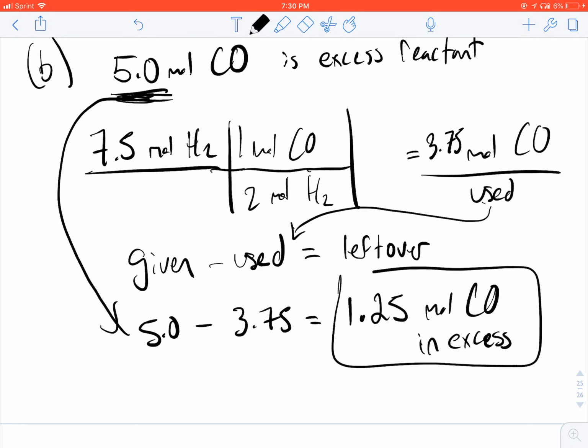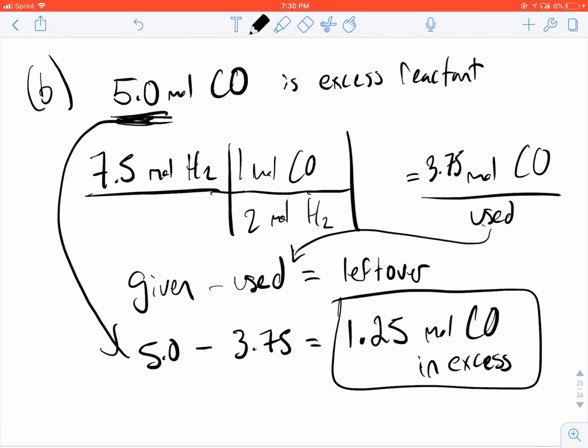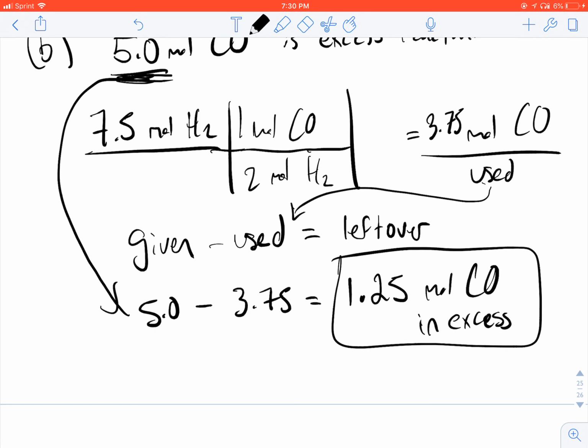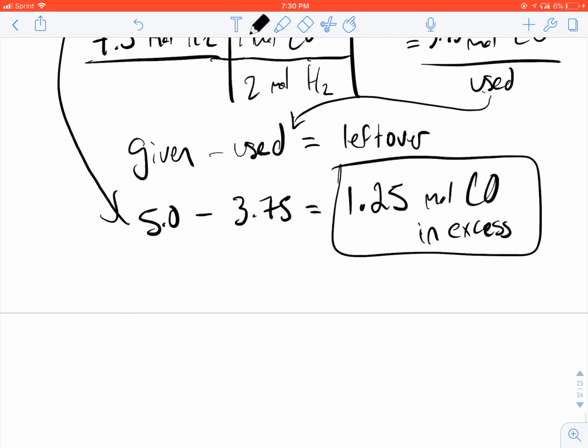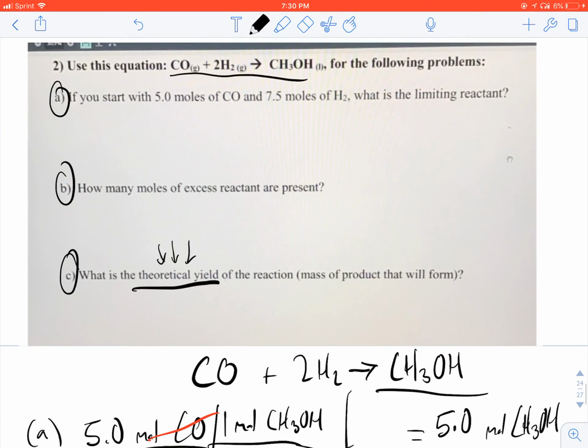Alrighty. So that's our answer to part B. How many moles of the excess reactant do we have? We have 1.25 moles of carbon monoxide in excess. All right, sweet. So that was cool. That was fun. Let's move on.